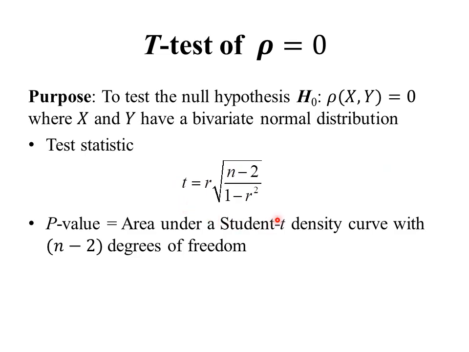So our test statistic is given by this rather simple formula. Notice all we need there is the value of r and the value of n. The p-value is an area underneath a student t-density curve with n-2 degrees of freedom. And whether that's an area to the left or the right depends on the form of the alternative hypothesis, as we did back in Chapter 5.